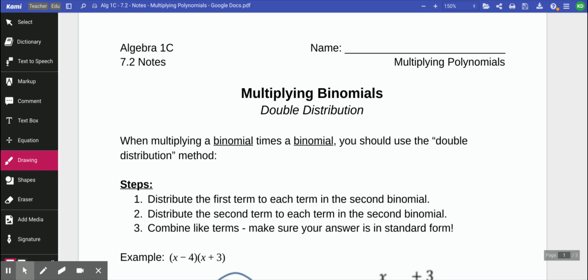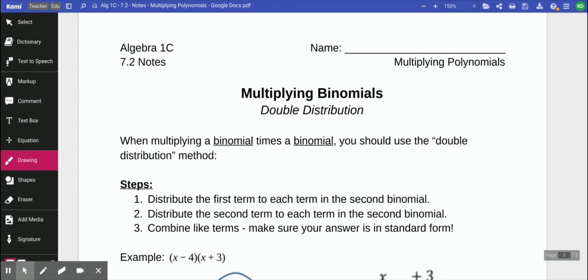We're going to start with multiplying binomials, which you remember from last lesson is just a polynomial with two terms. So a two-term polynomial times another two-term polynomial. This is also referred to as double distribution, and this is most of what we're going to be doing. So this will be an important section to talk about, specifically when we multiply two binomials together.